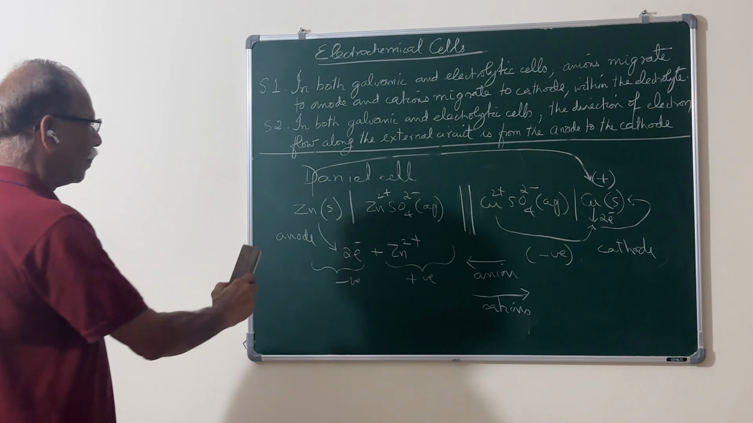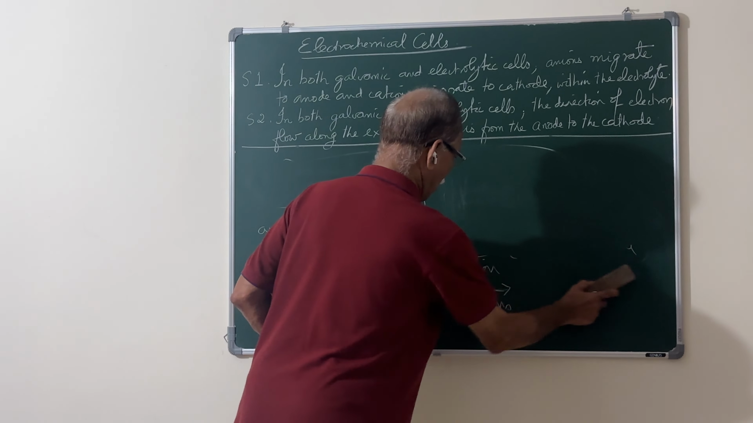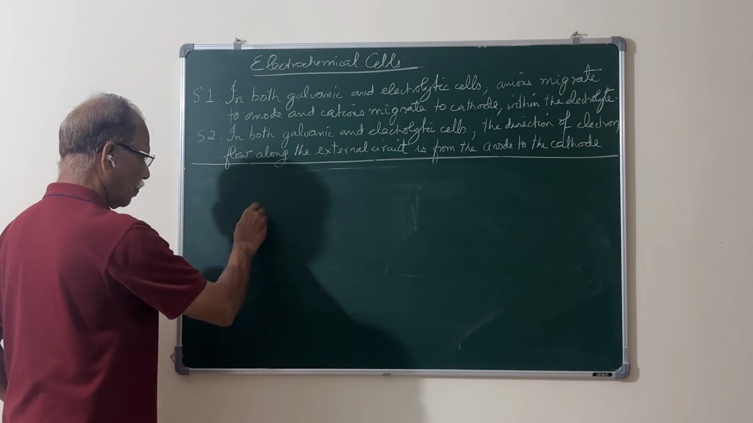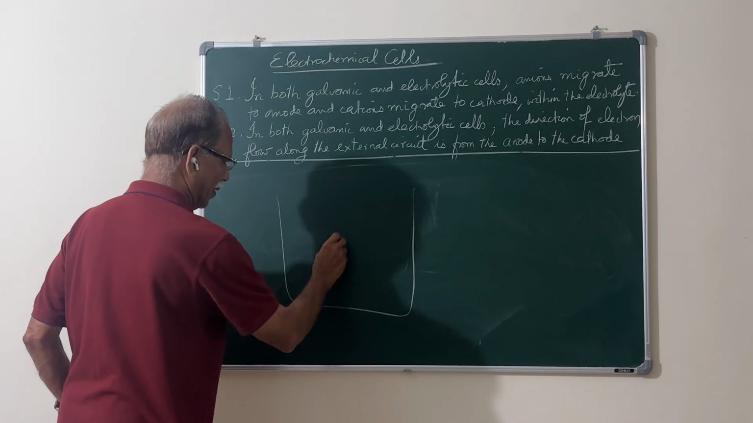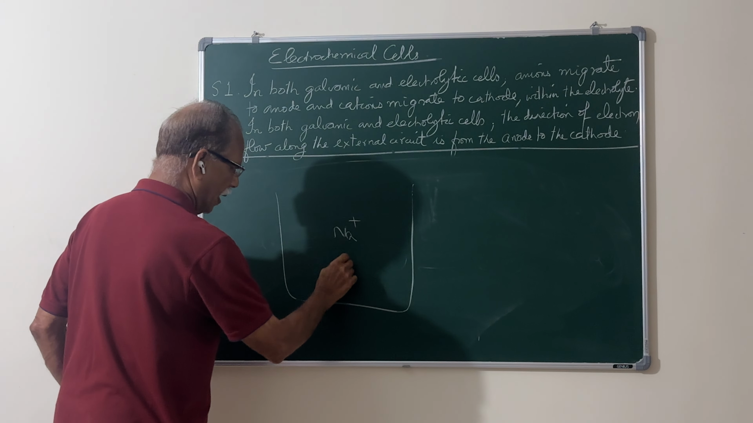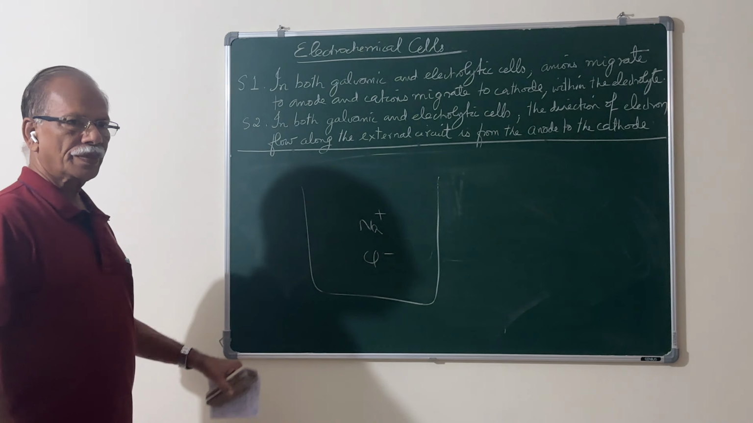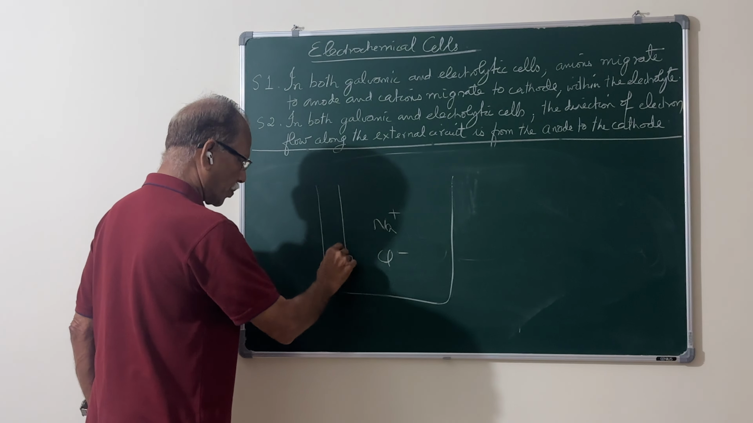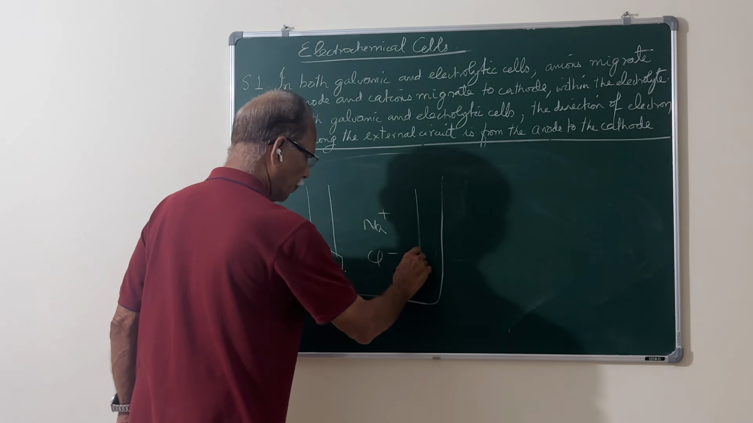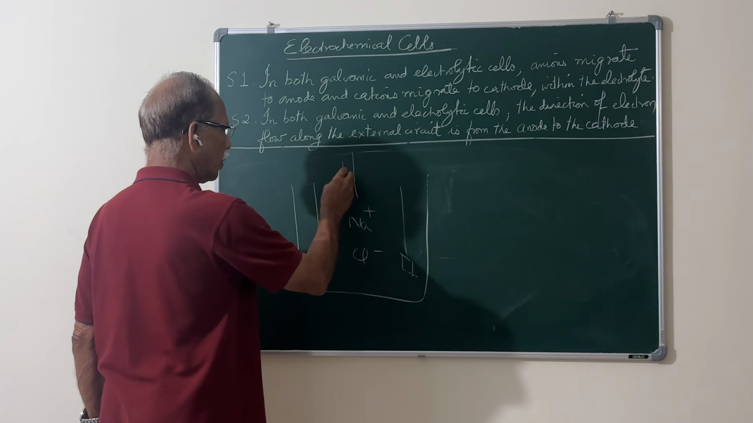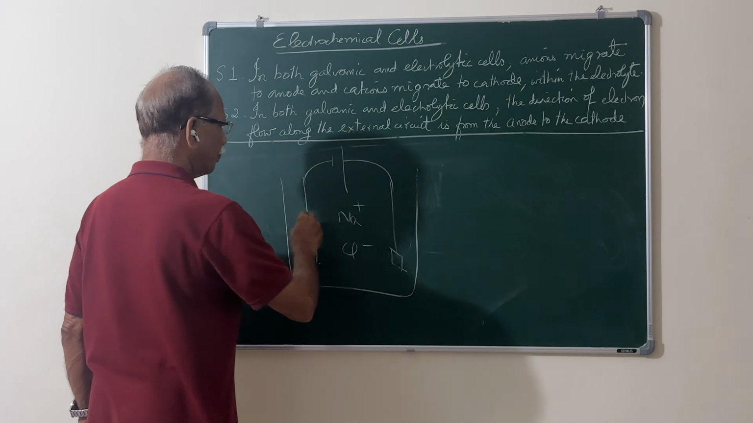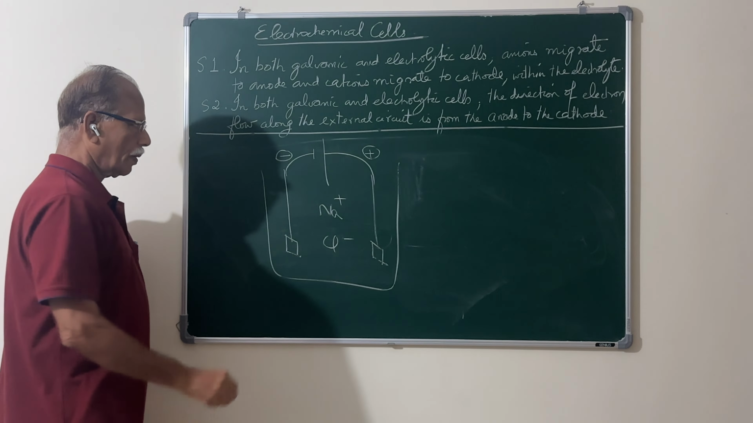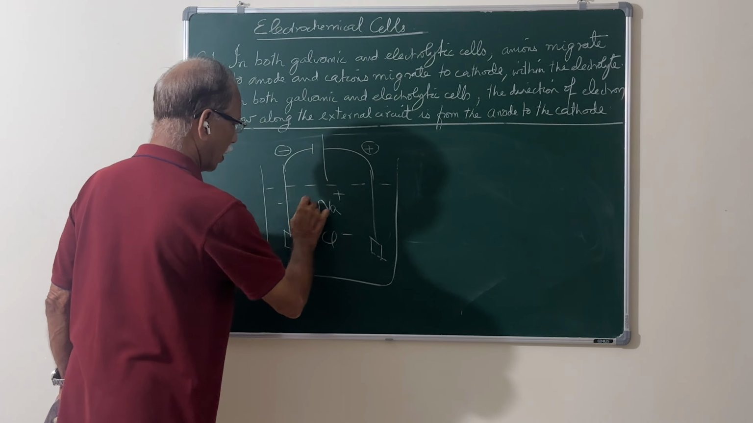Coming to electrolytic cell, consider electrolysis of molten sodium chloride, where we have Na+ and Cl- in a molten state, into which neutral electrodes are dipped, which are connected to a source of external electricity. This is negatively charged, this is positively charged. This is the electrolyte solution, electrolyte liquid.